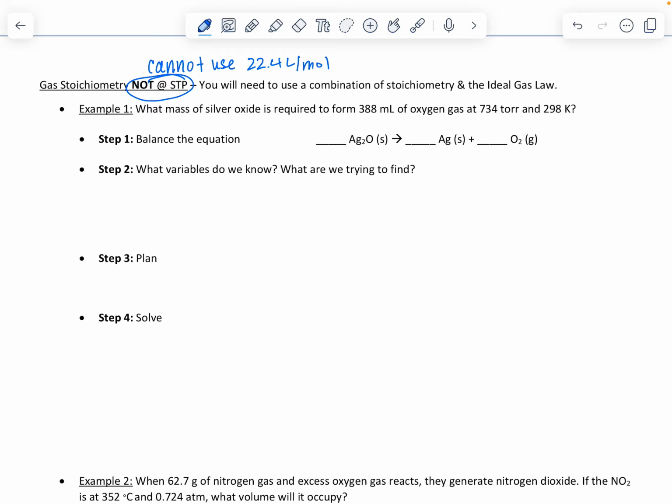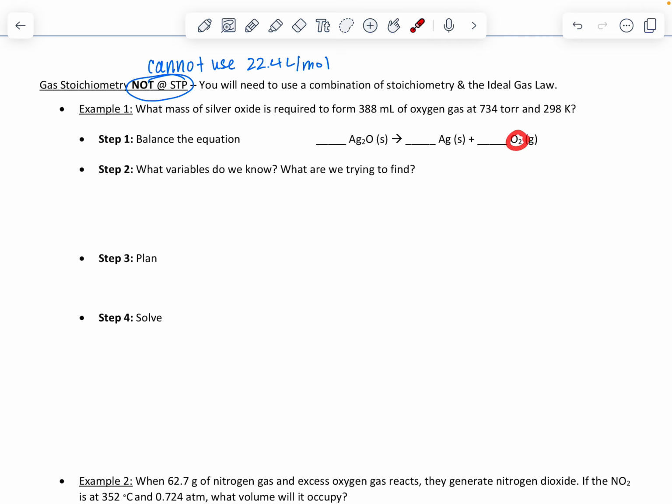So we have to use a combination of stoichiometry and the ideal gas law when solving problems where we are not at STP. So let's go through a couple of different types of problems together. Our first one is, what mass of silver oxide is required to form 388 milliliters of oxygen gas at 734 torr and 298 Kelvin? So we have an equation here. First of all, let's go ahead and balance this equation.